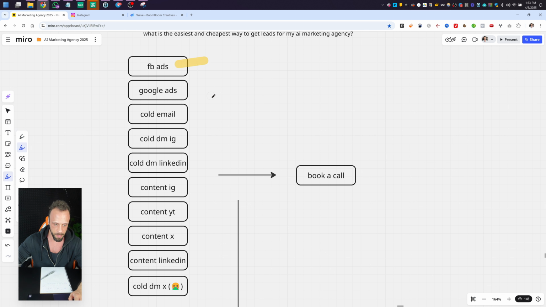So you can run Facebook ads, you can run Google ads, you can do cold email, you can do cold DM on Instagram, you can do cold DM on LinkedIn, you can do content on Instagram, you can do content on YouTube, you can do content on X. These get people in, right? They're coming into you asking for your service. You can do content on LinkedIn, same sort of thing. You can do cold DM on X. I throw it in at the end because it's so saturated and bad. I have zero presence on X, and my inbox is flooded with hundreds of cold DMs on X, all saying the same garbage thing. So that one's not even really a viable option.